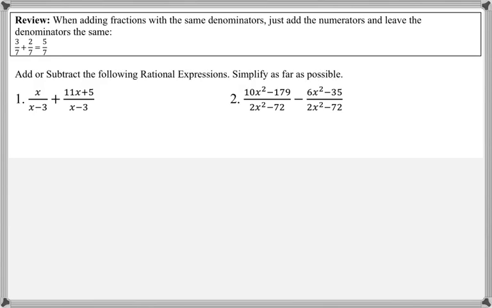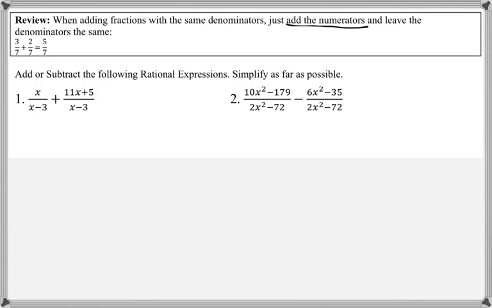So when adding fractions with the same denominators, you just want to add the numerators and you leave the denominator the same. So 3 over 7 plus 2 over 7, you just add the numerators to get 5, but you leave the denominator as 7.